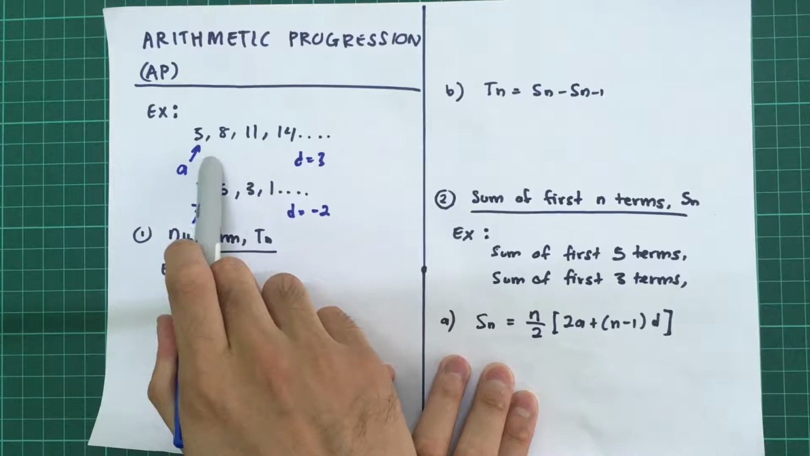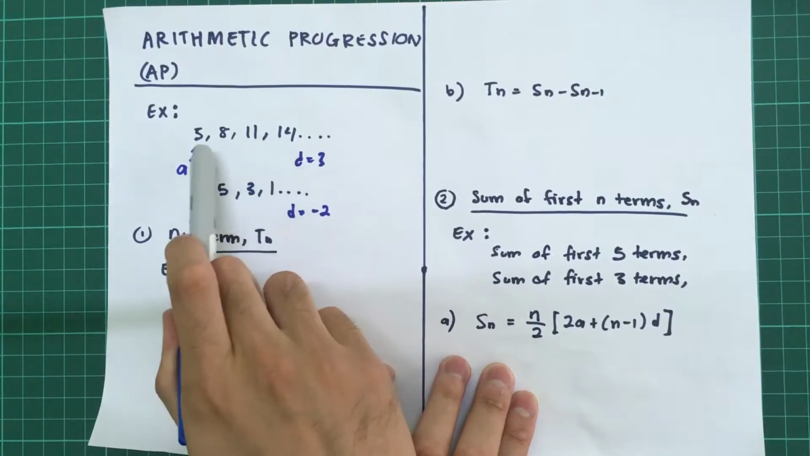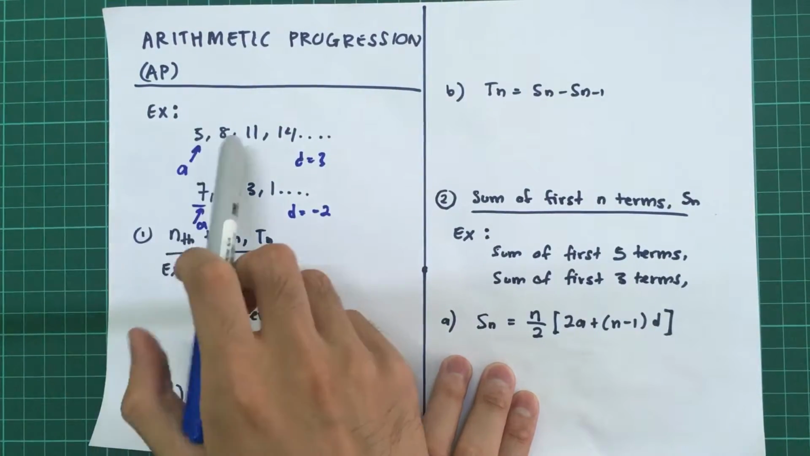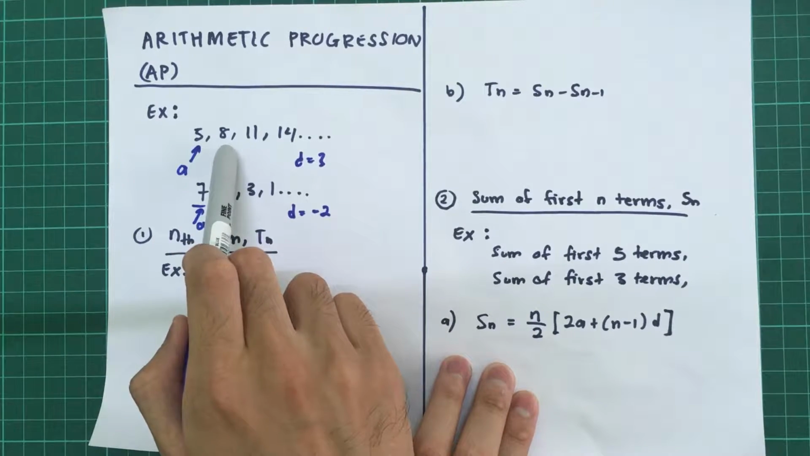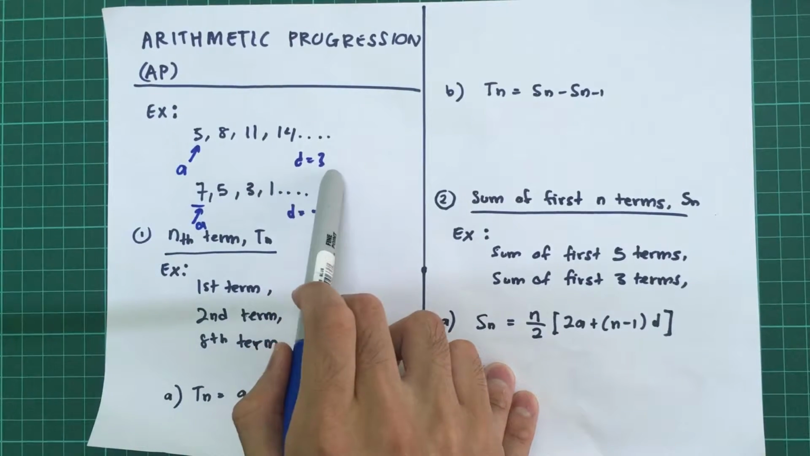So from 5 to 11, from 5 we add 3 to get 8, 8 plus 3 we get 11, 11 plus 3 we get 14. So the increase in that constant is what we call as common difference. Let's say we have here 8 minus 5, we get 3, 11 minus 8, we get 3. So the D, that's the symbol for common difference, equals to 3.